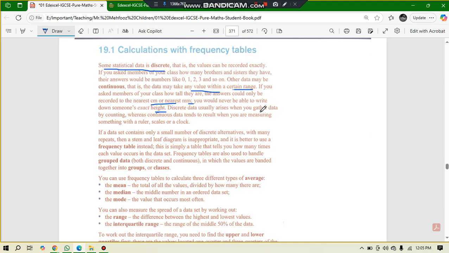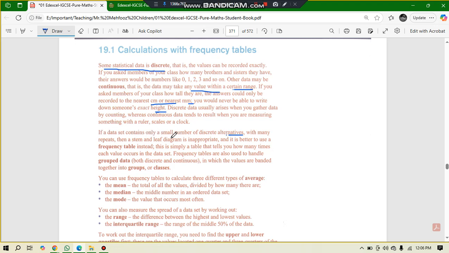Discrete data usually arises when you gather data by counting, whereas continuous data tends to result when you are measuring something with a ruler, scales, or clock. Understand? What is the difference between discrete data and continuous data? Yes. Okay.